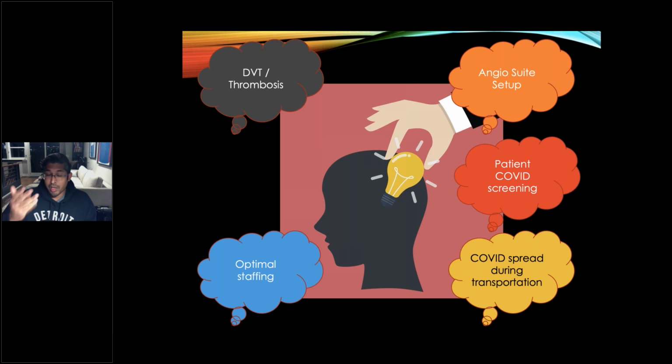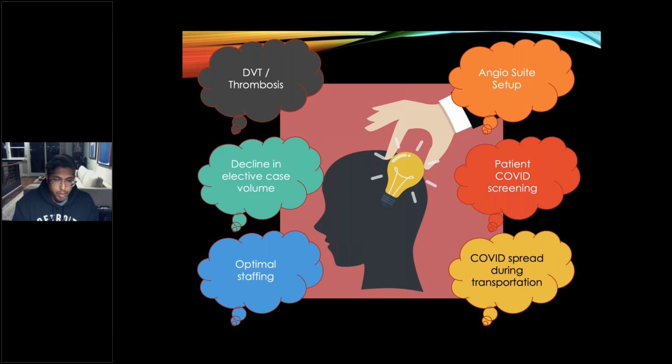What do you do about going in the elevator up and down several floors from the patient rooms down to wherever IR might be located? How do you prevent COVID transmission in those closed spaces? So there's a lot involved in this non-procedural aspect of patient care.